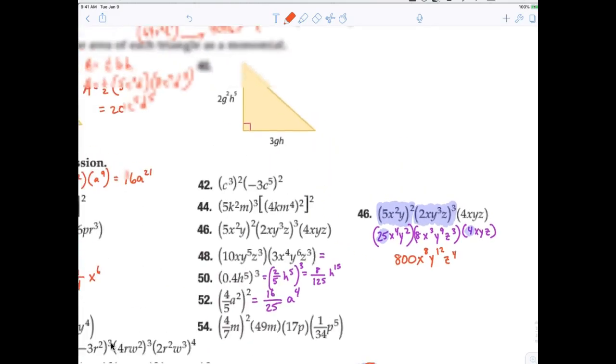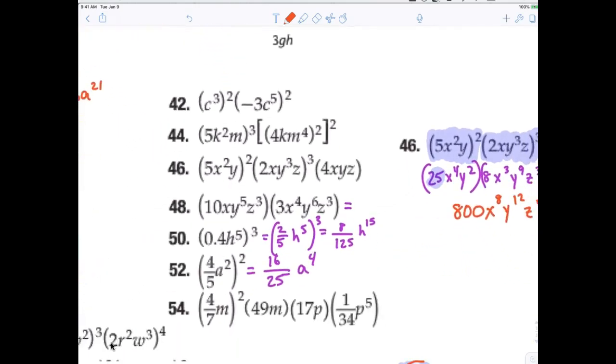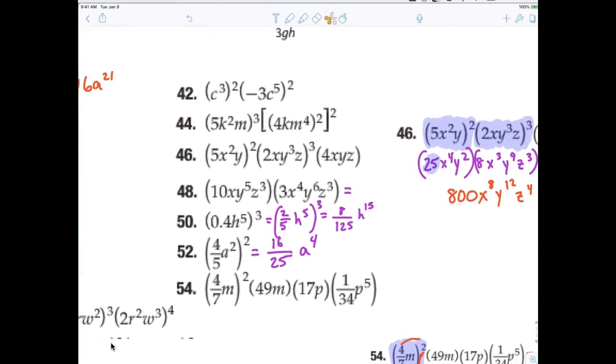All right, let's look at 44. All right, yeah, I want to rewrite 44 for us.